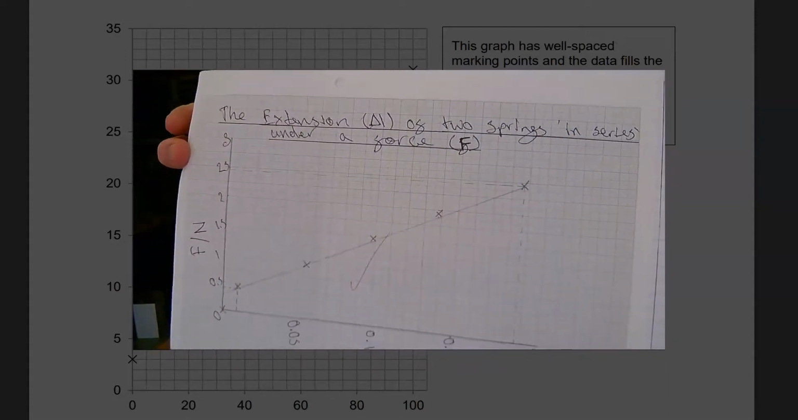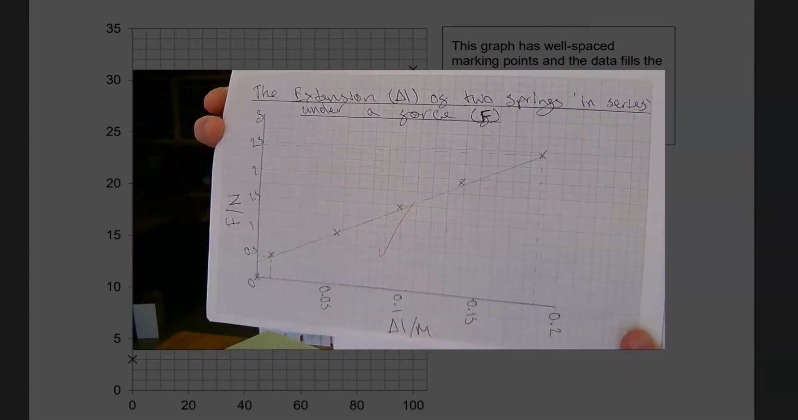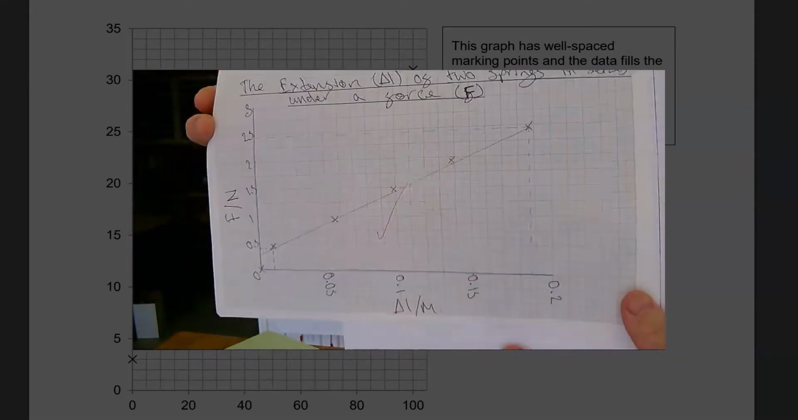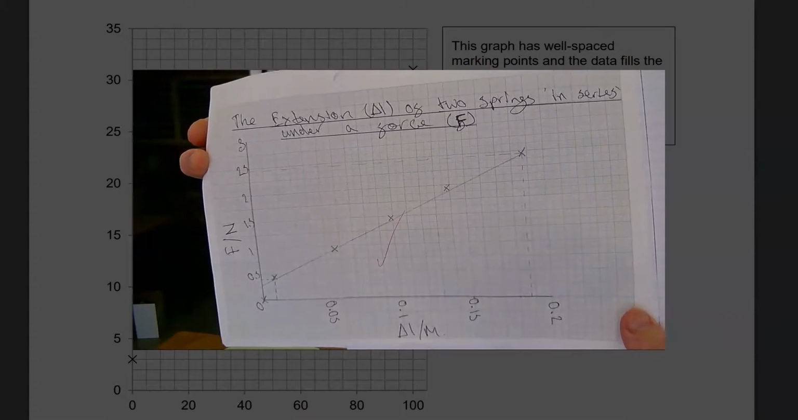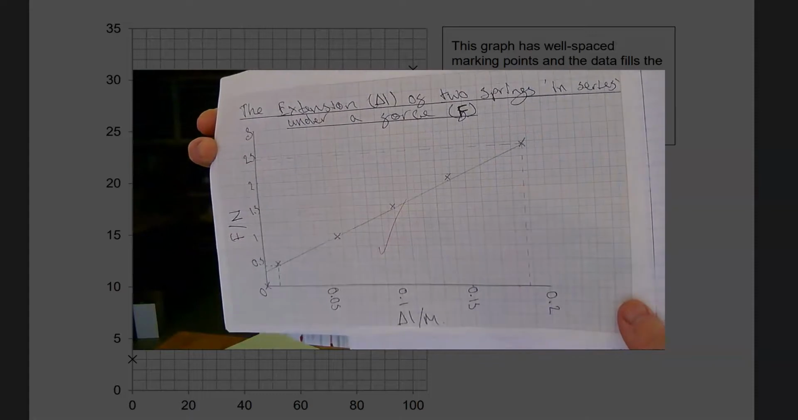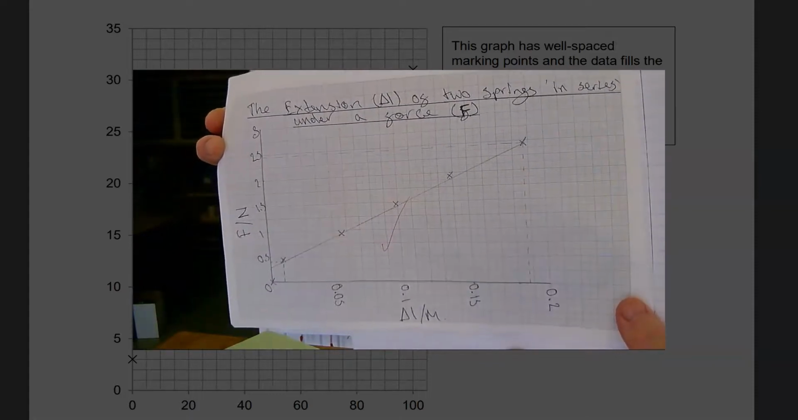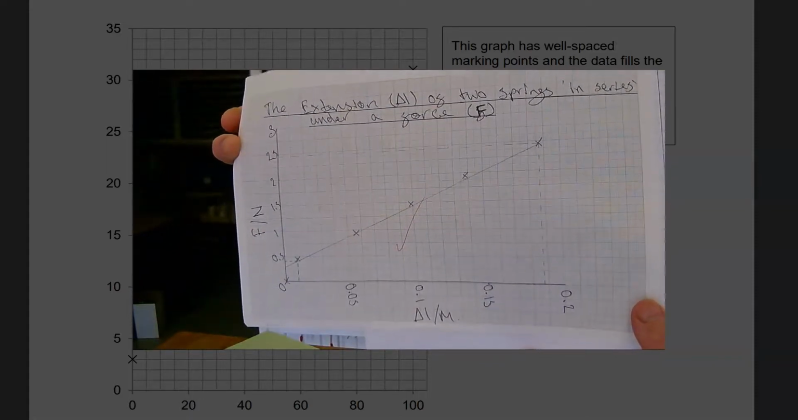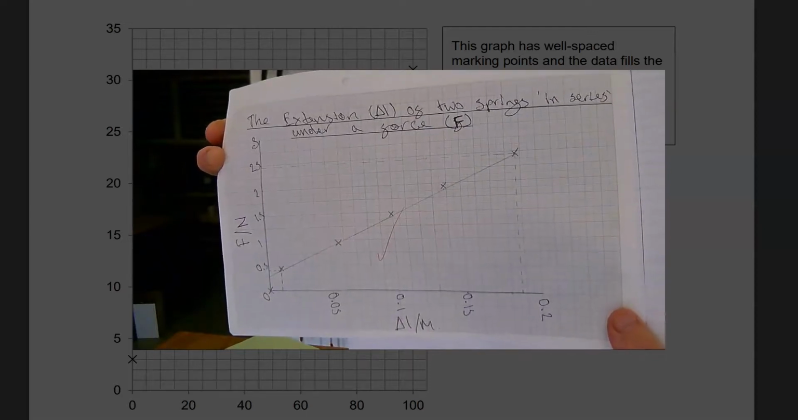Here you can see that, okay, it's not enough data points, but everything is nice and cleanly drawn. We'll talk about line of best fit in a moment. Got good labelling, and the data points cover over half the graph paper in both directions.